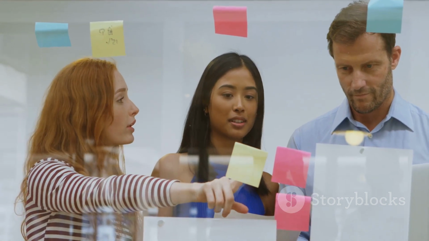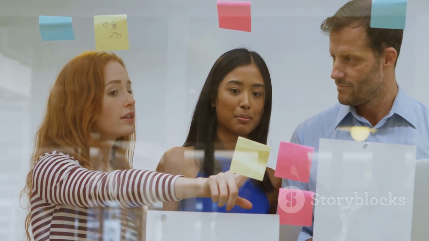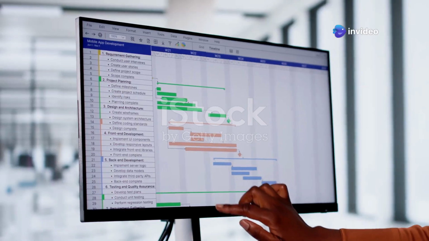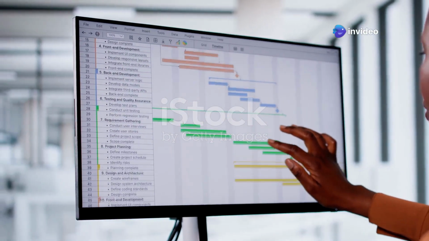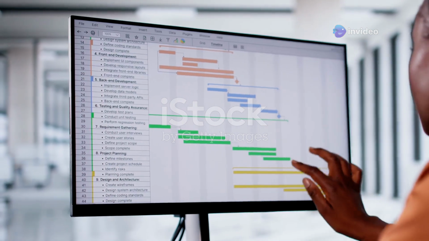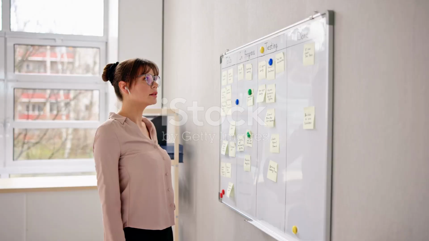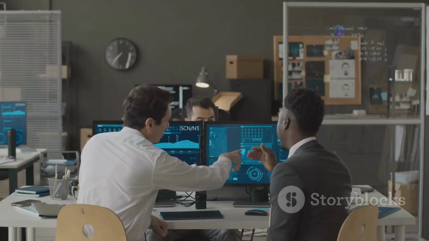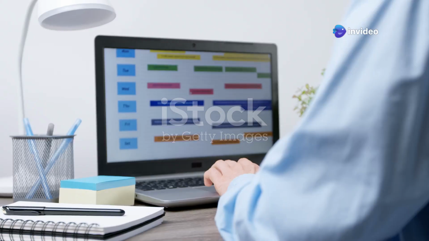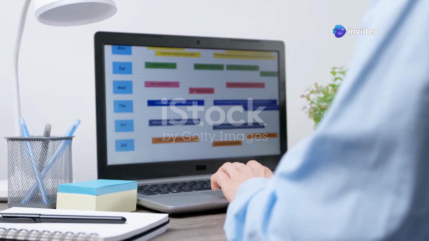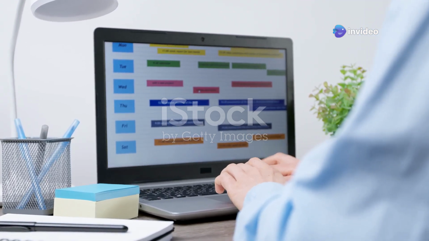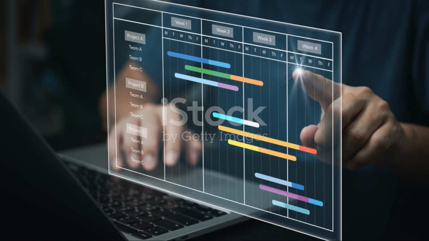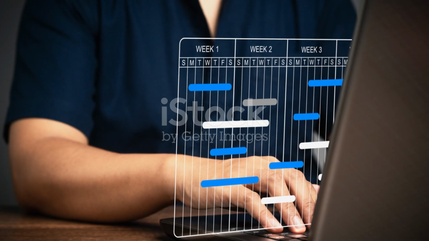Several techniques can be employed for effective resource allocation. One common method is the critical path method, or CPM. CPM involves identifying the sequence of tasks that determine the project's overall duration, known as the critical path. Resources are then allocated based on the priority of tasks on this critical path. Another technique is resource leveling. This approach aims to optimize resource utilization by balancing the demand and supply of resources over time. It involves adjusting the project schedule to avoid periods of peak demand or underutilization of resources.